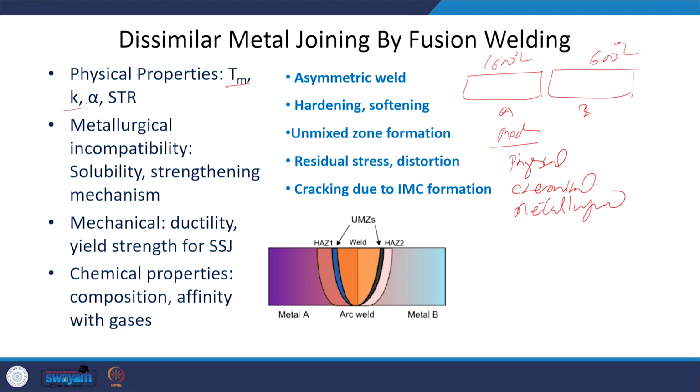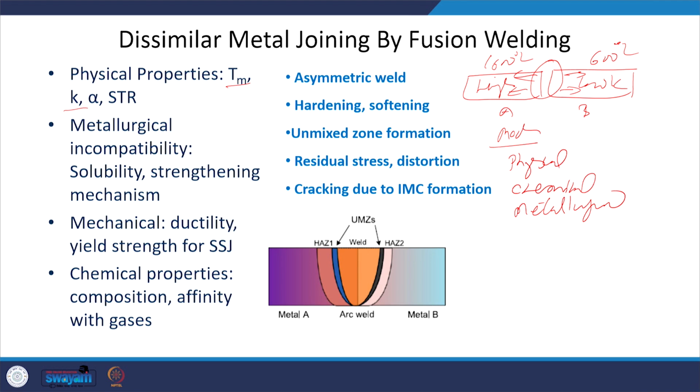Similarly, for thermal conductivity, A may have very high thermal conductivity and B very low. That will affect the distribution of heat if the heat is applied at the center, and the heat dissipation to the base metal will be different.